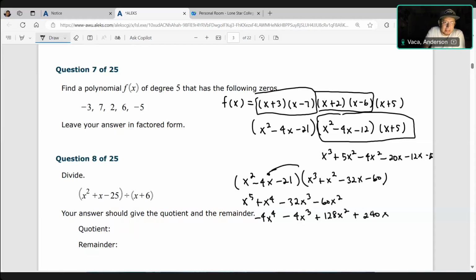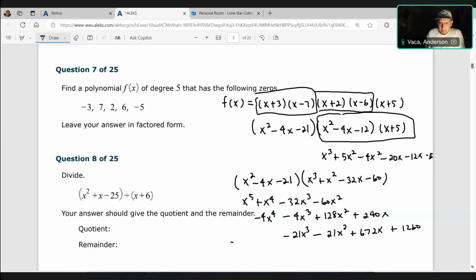All right, now finally, the last thing, we have negative 21x cubed. We have negative 21x squared. Okay, I'm just going to use the calculator here. Negative 21 times 32. I get 672. So positive 672x. And then 21 times 60. I get 1260.